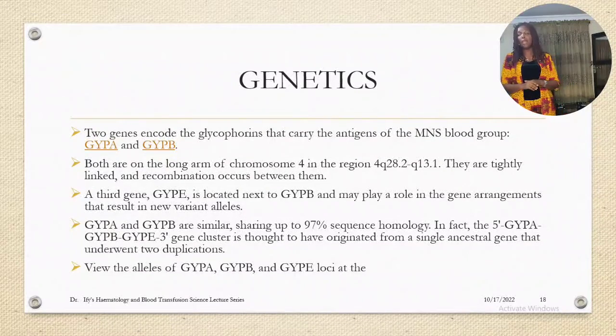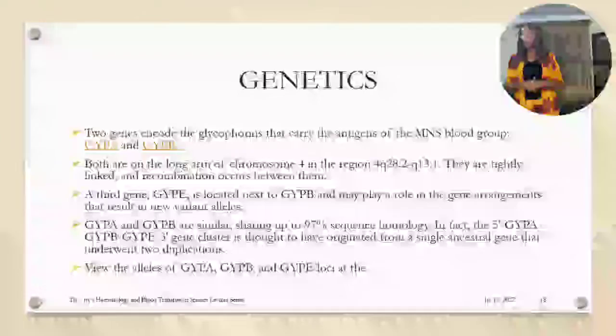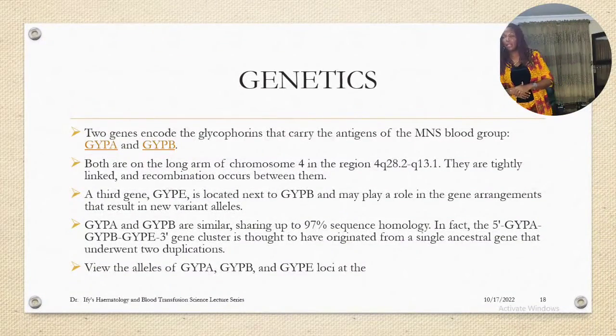GYPA and GYPB are similar, sharing up to 97% sequence homology. In fact, the 5' GYPA, GYPB and GYPE gene cluster is thought to have originated from a single ancestral gene that underwent 2 duplications.